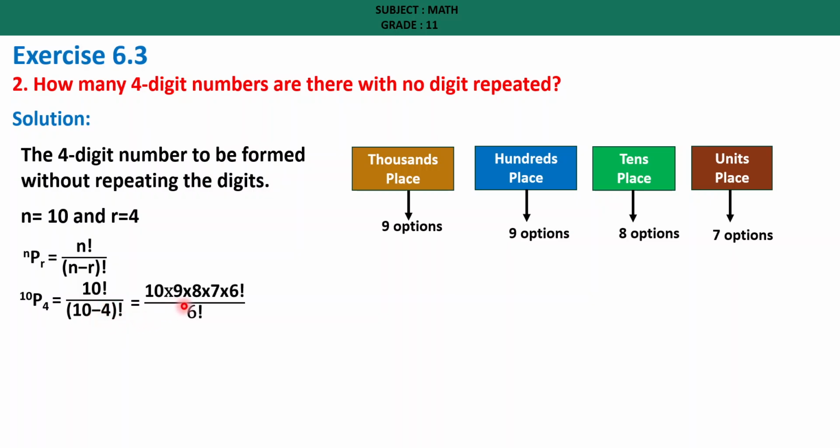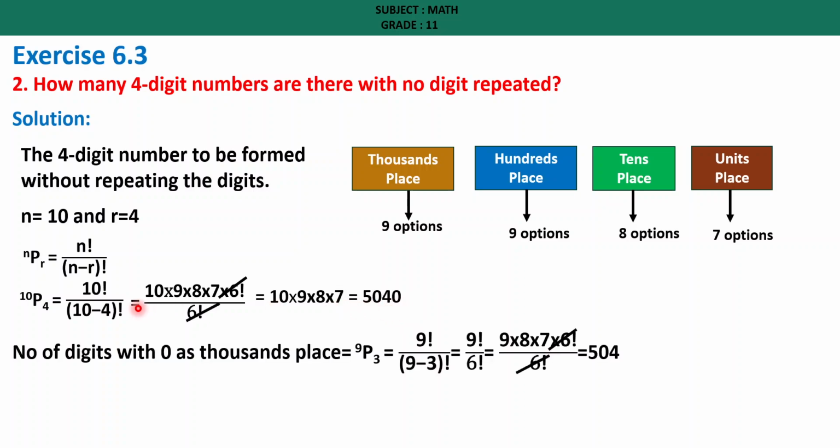That is 10 into 9 into 8 into 7 into 6 factorial by 6 factorial, that is 5040. But here, the numbers with 0 in the thousands place we have to consider, because we have to exclude this 0 in the thousands place. Then it will become a 3-digit number only. So that is 9P3, 9 factorial divided by 9 minus 3 factorial.